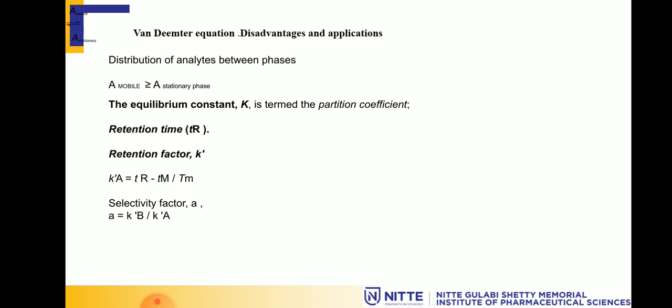divided by the retention time of the mobile phase. So you get a certain fraction, and that is denoted by kappa A, or k'A. So this is the retention factor. It's also called the capacity factor. How is it important? It's important to know how the elution of the sample will be. When you calculate this, you will get an idea.